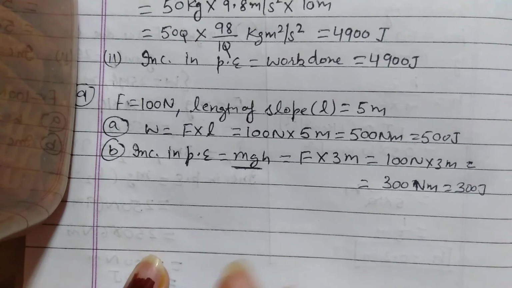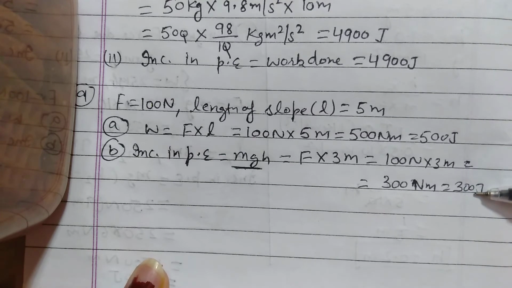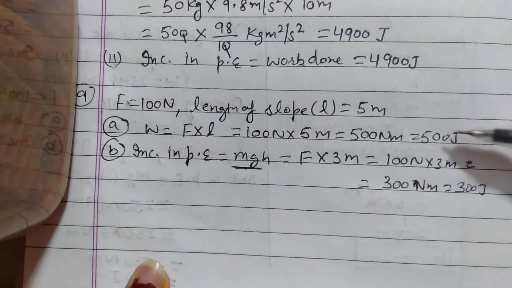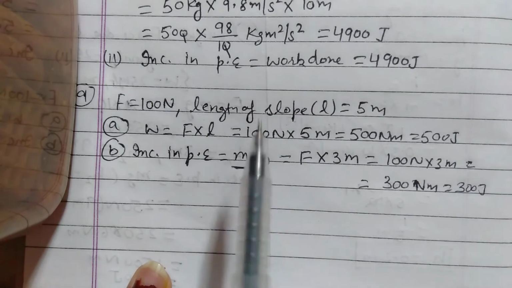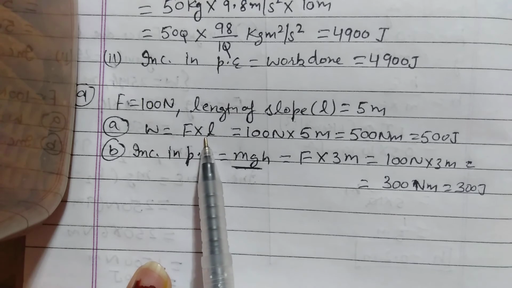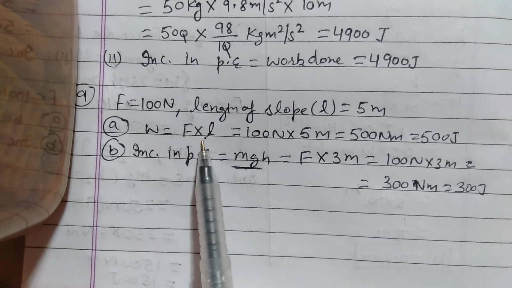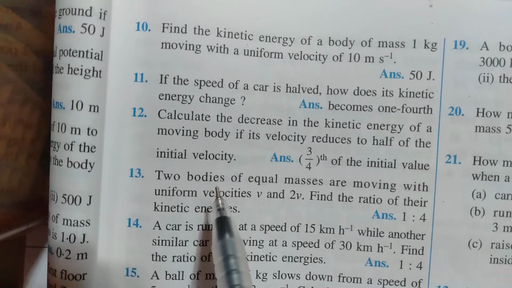Now as you can see here, we are getting work done of 500 joule and increase in potential energy of 300 joule. What is the reason for this difference? As I have already told you, on the sloping surface extra work will be needed to overcome the friction. That is the reason for the difference here.